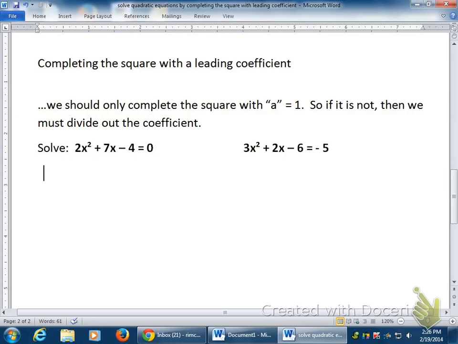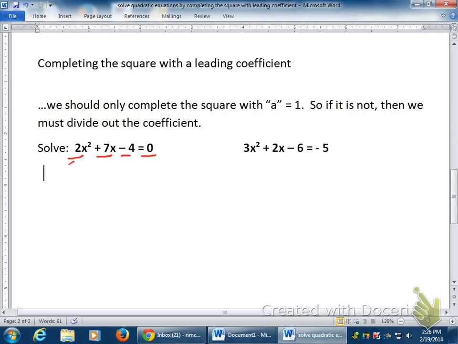So, if we end up with a leading coefficient that is other than 1, then we're going to get rid of it. And the way you get rid of it is just divide it out. Now, of course, when you divide, you're going to have to divide everything. So if I divide this, and this, and this, and this, I'm going to have to divide it all. I'm really just using the distributive property here, guys. Okay? I'm just using it with a fraction 1/2.